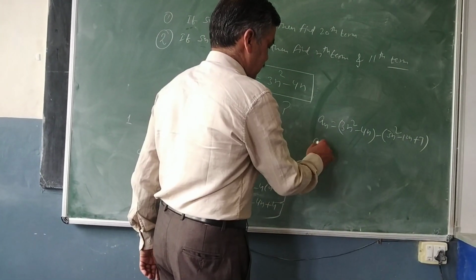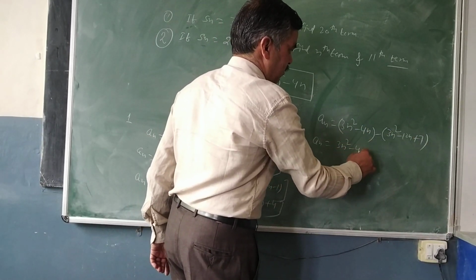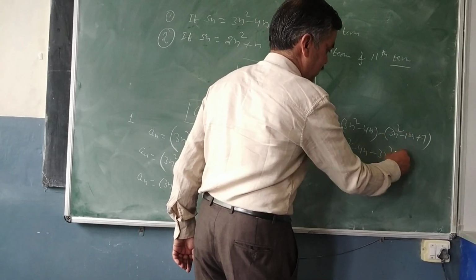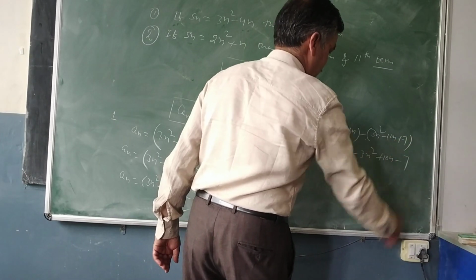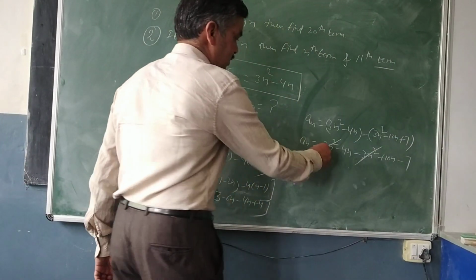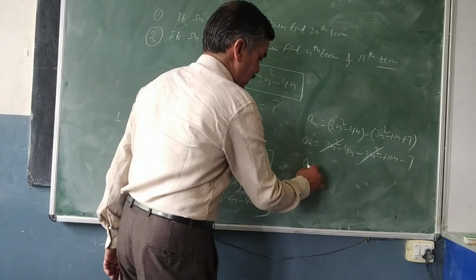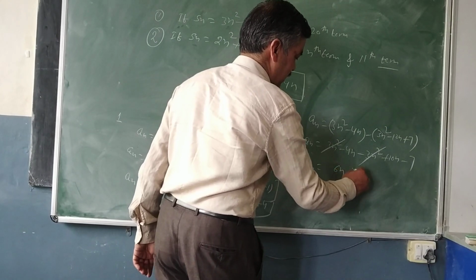Then finally I will solve these small brackets also. 3n square minus 4n, minus the bracket, you need to change the sign here. Minus 3n square plus 10n minus 7. Now you look at this, 3n square minus 3n square I can cancel. And then an I am getting is equal to 10 minus 4n, that is 6n minus 7.